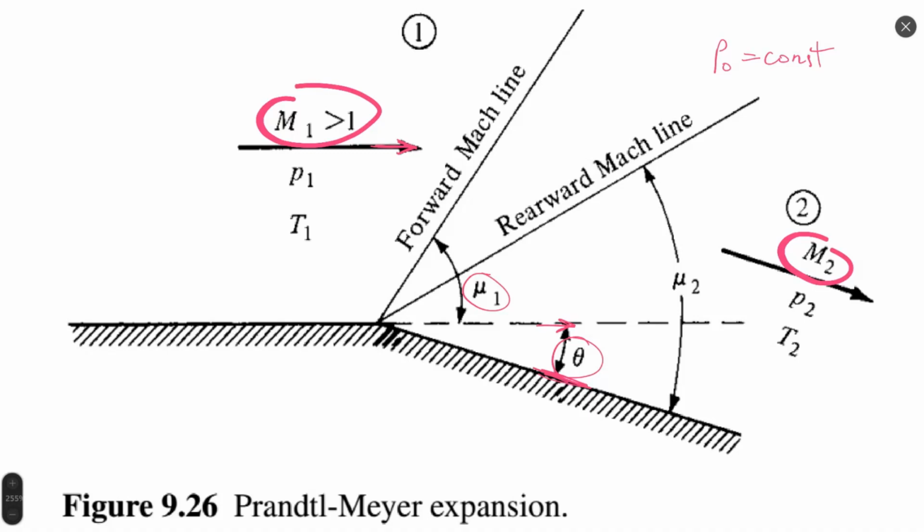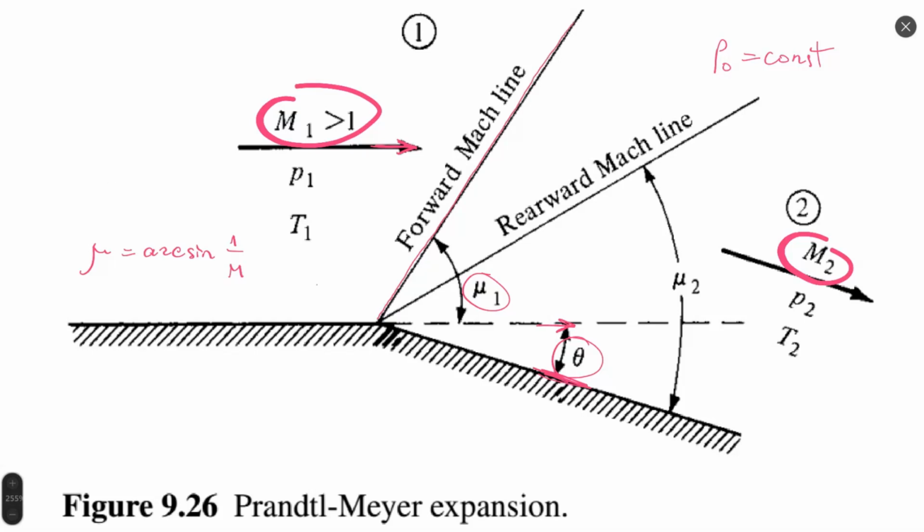We already saw definition of Mach angle that mu is in generally defined as arc sine of 1 divided by M. And this formula can be applied to any point. So Mach angle is important in calculation of expansion waves because this value tells us at which position changes in the flow start to happen.